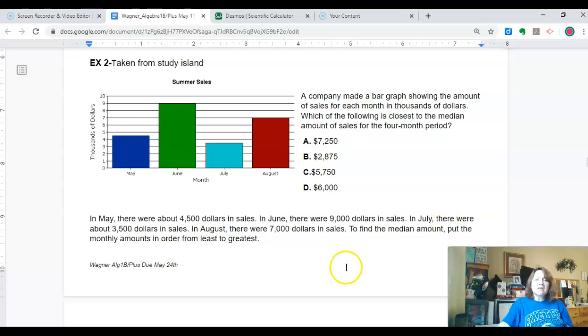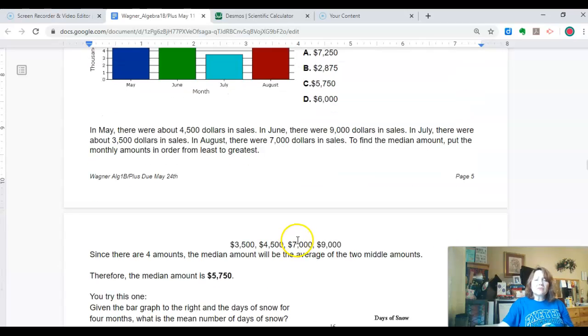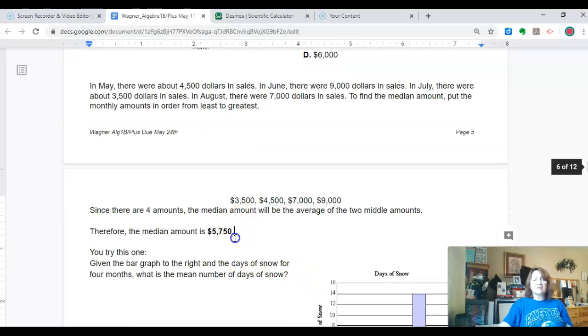To find the median, we put them in order from least to greatest. So we have this amount, this amount, this amount, and this amount. Well, there's 4, so there's actually 2 numbers that are in the middle. So I have to take 4,500, or 4,500, plus 7,000, add them together, and divide by 2. And that tells me what my median is.